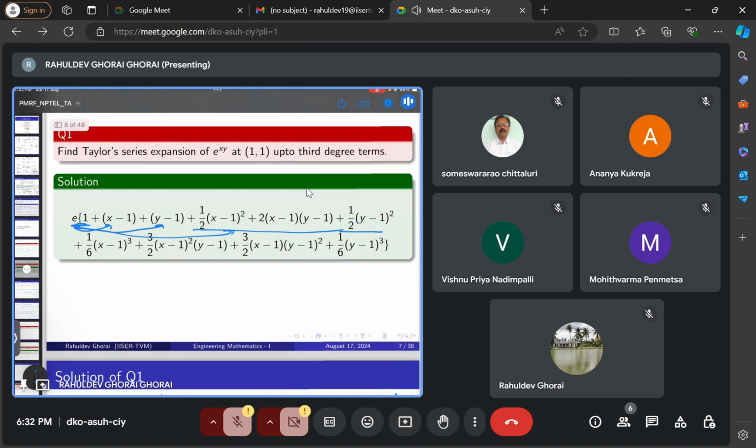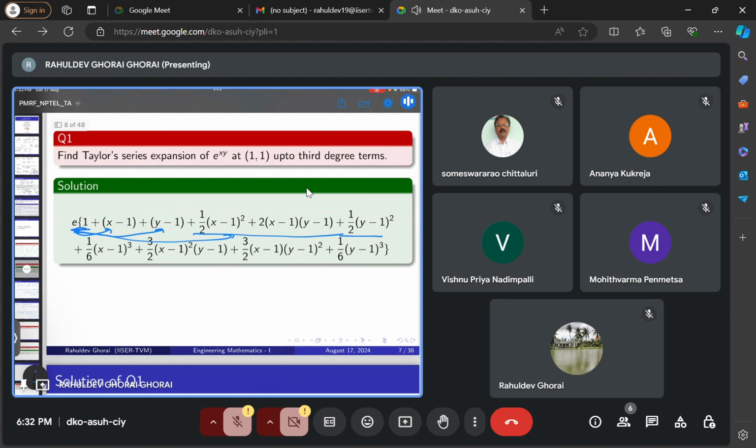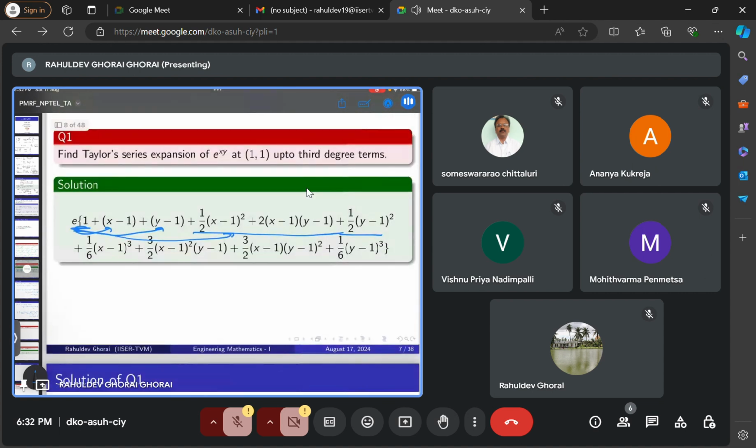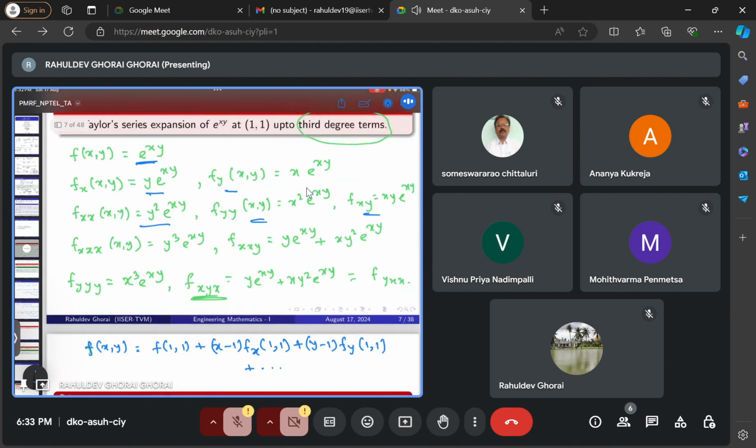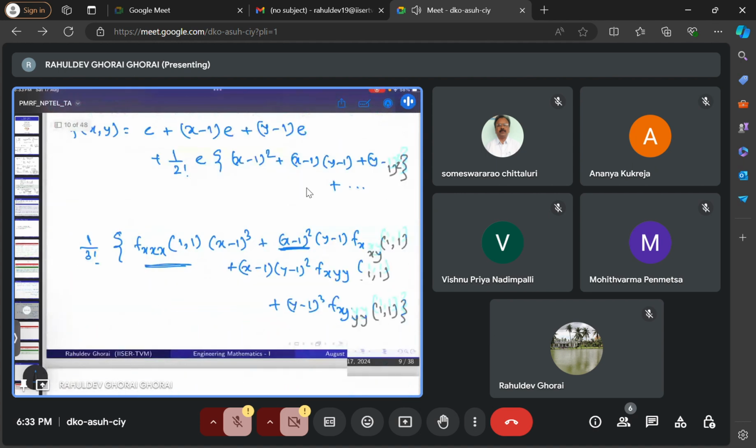So the last term will be like this. Okay, so that's why you will see 3 by 2, all these things will come due to this f_xyx and all, so it will have 2 times e. Okay, so do you have any doubt here?